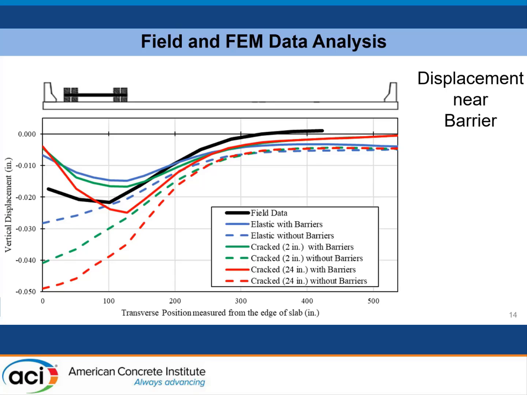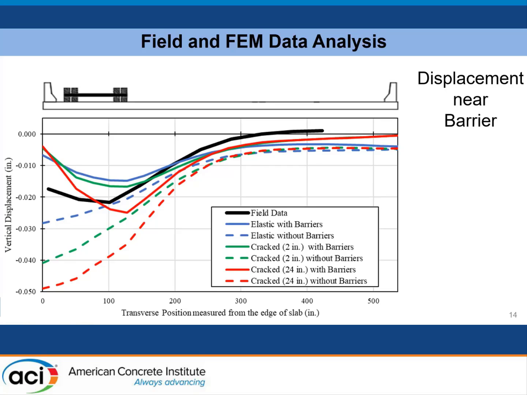And we can see that the field data we collected from the field tests falls in between the models that included the barrier and excluded the barrier, which we expected, because we know that the entire cross-sectional properties of the barrier wouldn't exactly influence the bridge to a full extent, but they also do provide some additional stiffness.